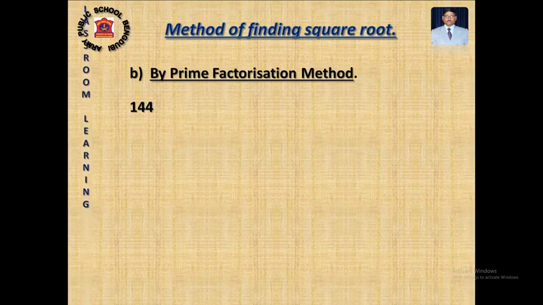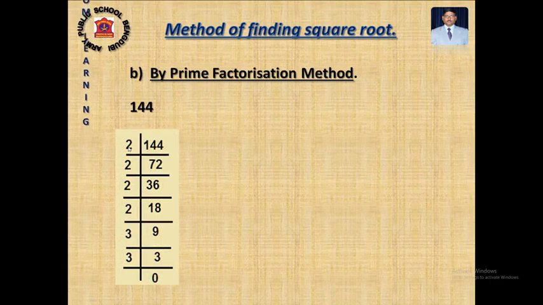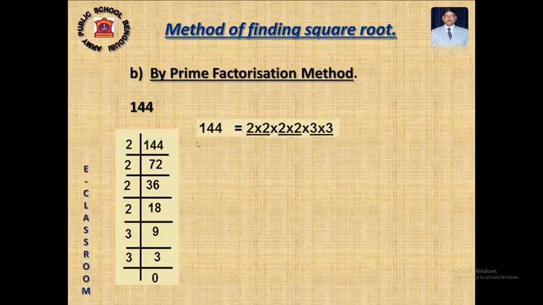What is the prime factorization of 144? You have to divide by prime numbers: 2, 2, 2, 2, 3, 3, and finally 0. So 144 can be written as 2 into 2, 2 into 2, and 3 into 3. We have to underline pairs of equal prime factors.